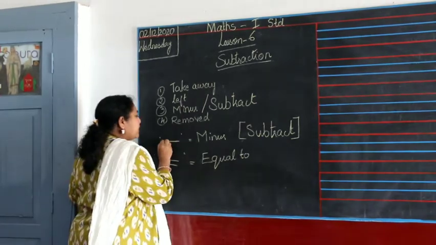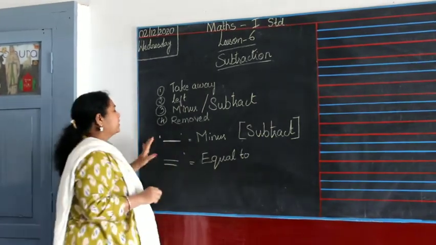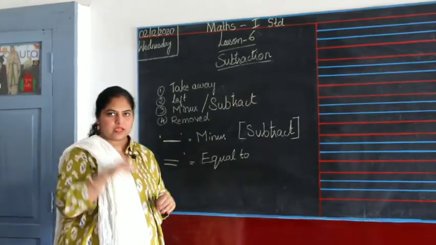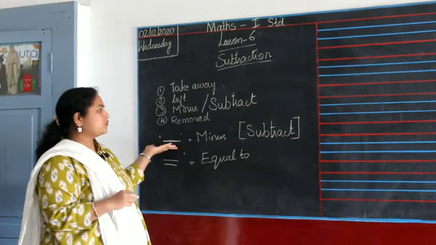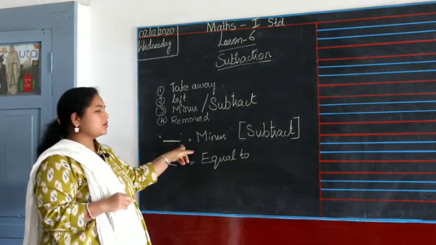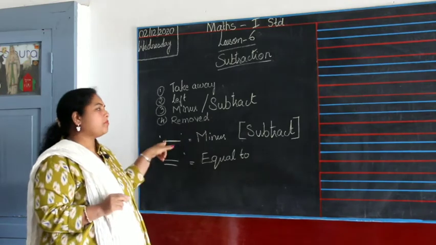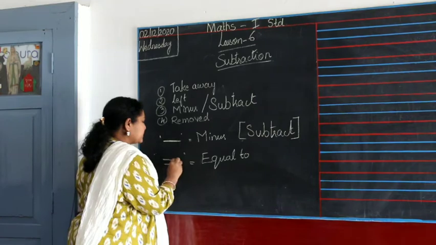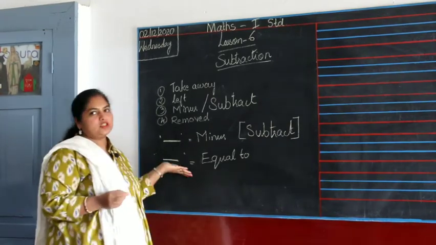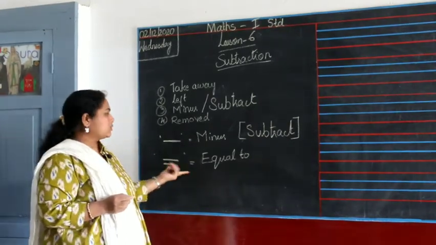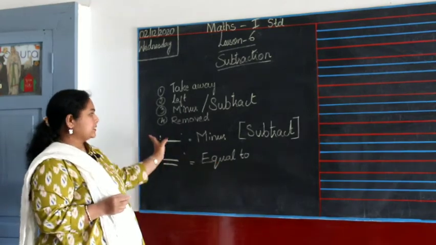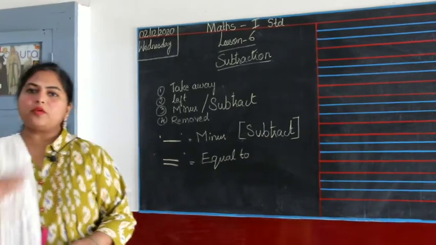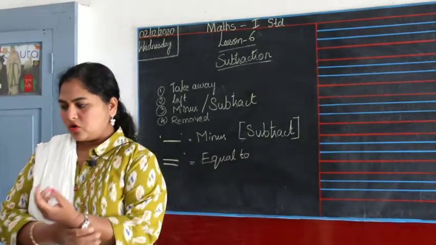This is the sign we use in subtraction. This is a sleeping line and that's called minus. In addition you had a plus sign, right? So this is the sign for subtraction. That's your sleeping line. It's called minus. And what's this? This is the equal sign, and you have learned this in the previous chapter. This is the equal sign. This is your subtraction sign, which is called minus. The addition sign is called plus. The subtraction sign is called minus.